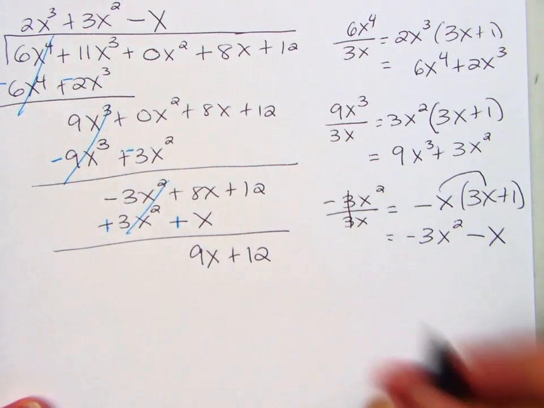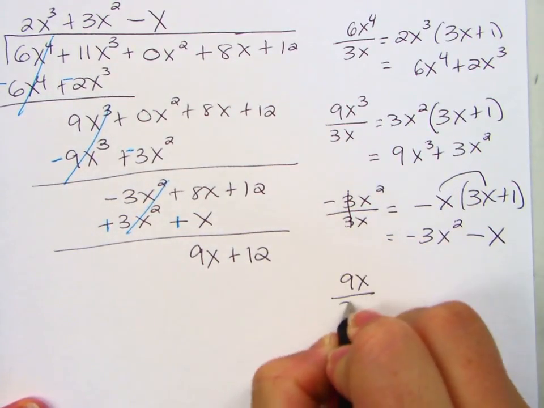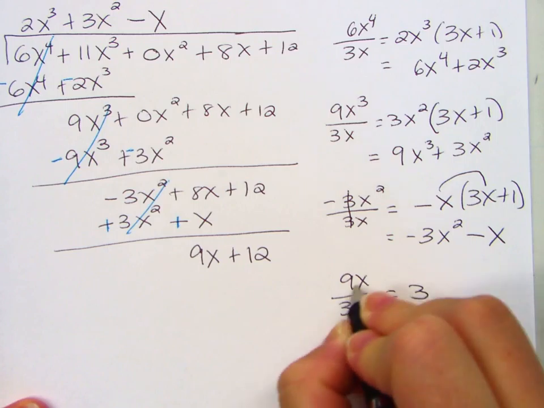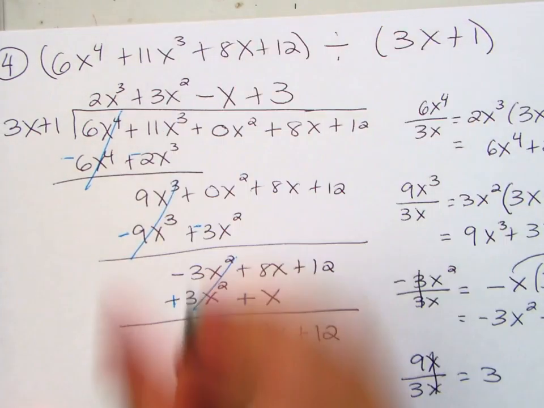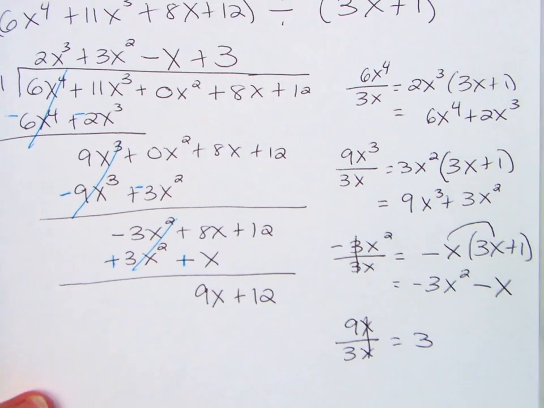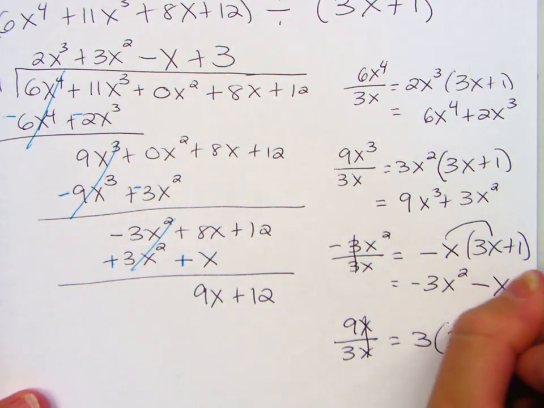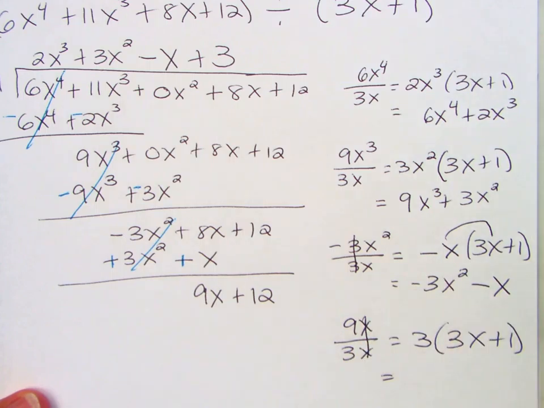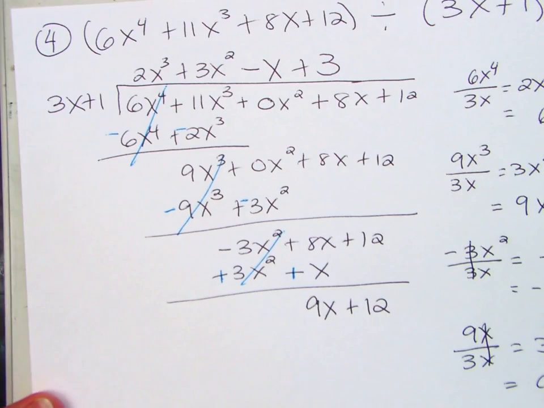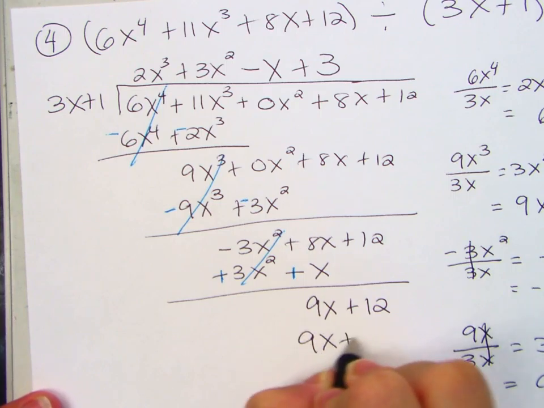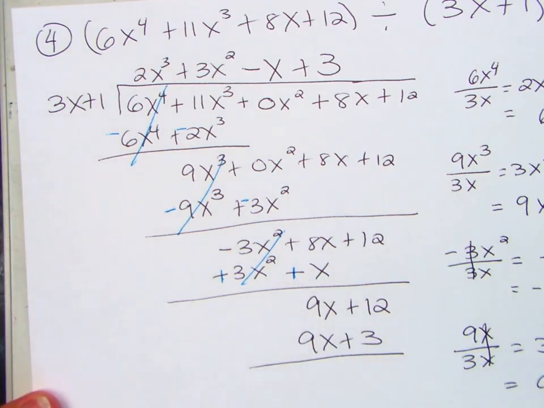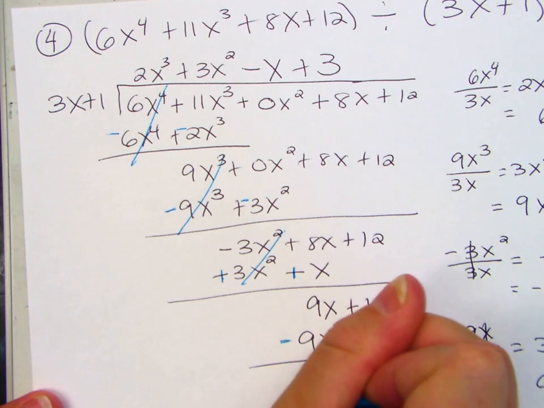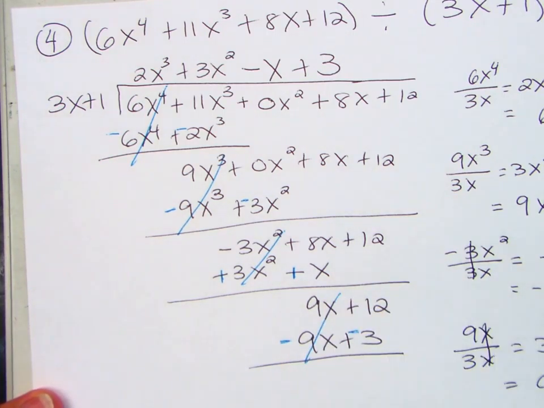9x divided by 3x is just 3. The x's cancel, and you get a 3. Plus 3. Right. Distribute. Last time, 3x plus 1. You get 9x plus 3. Write that underneath to subtract. Change the sign. The 9x minus 9x cancels, and we're left with 9.